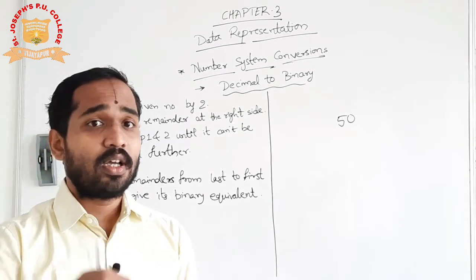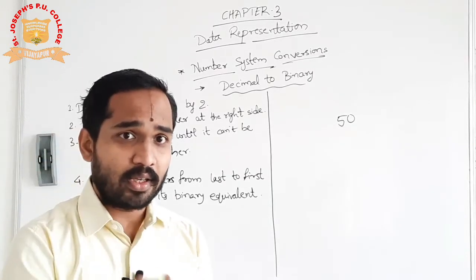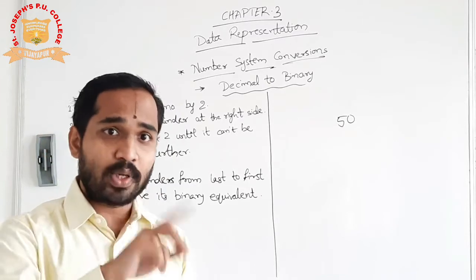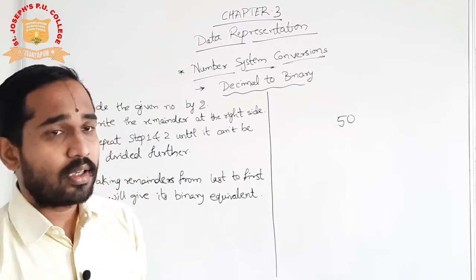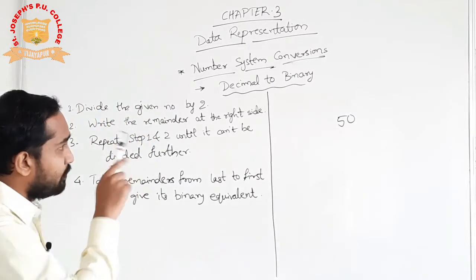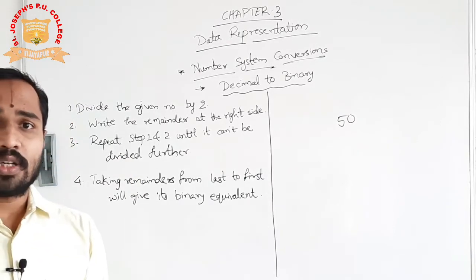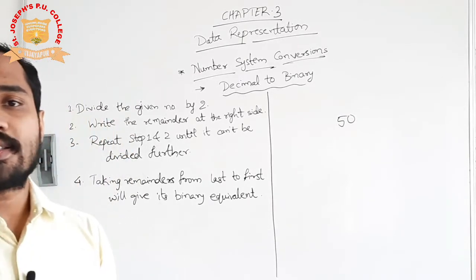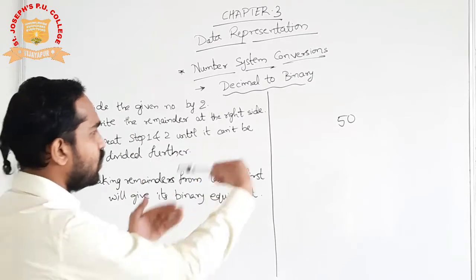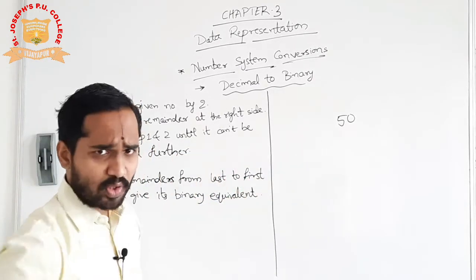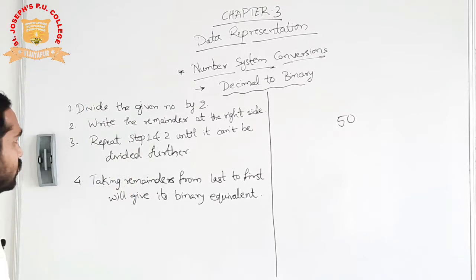What we are doing here? We are converting the number to binary, isn't it? So we have to get either 1 or 0. Am I right? So when you are going to divide a number by 2, the remainder what you get will be either 1 or 0. That you have to record, that you have to write it. At the right side, you have to write. Okay, we will do it, don't worry.